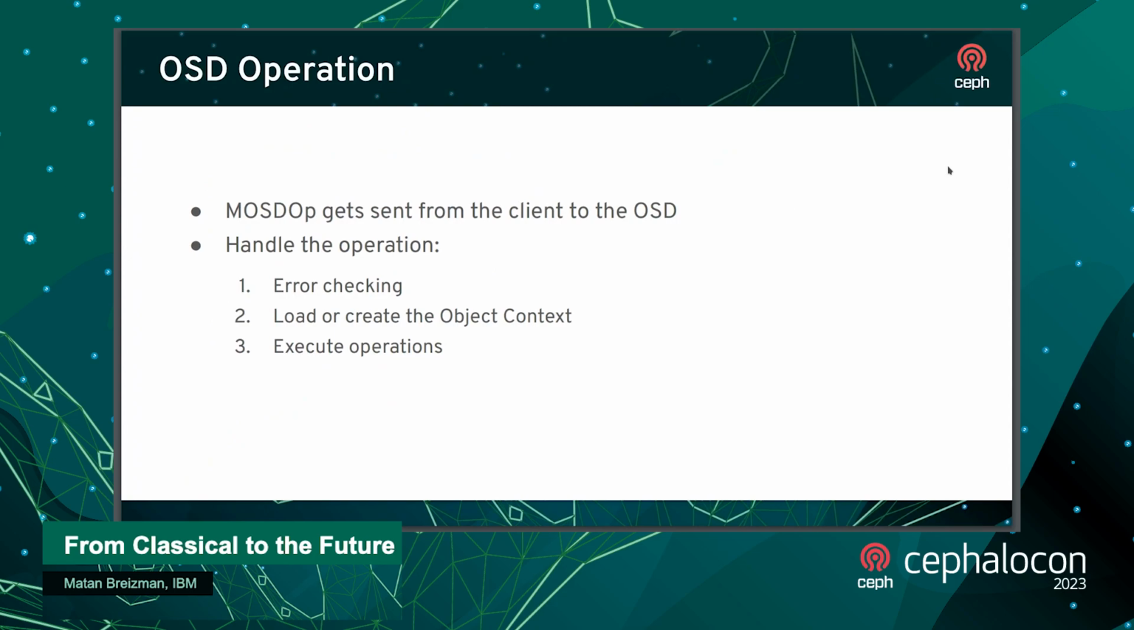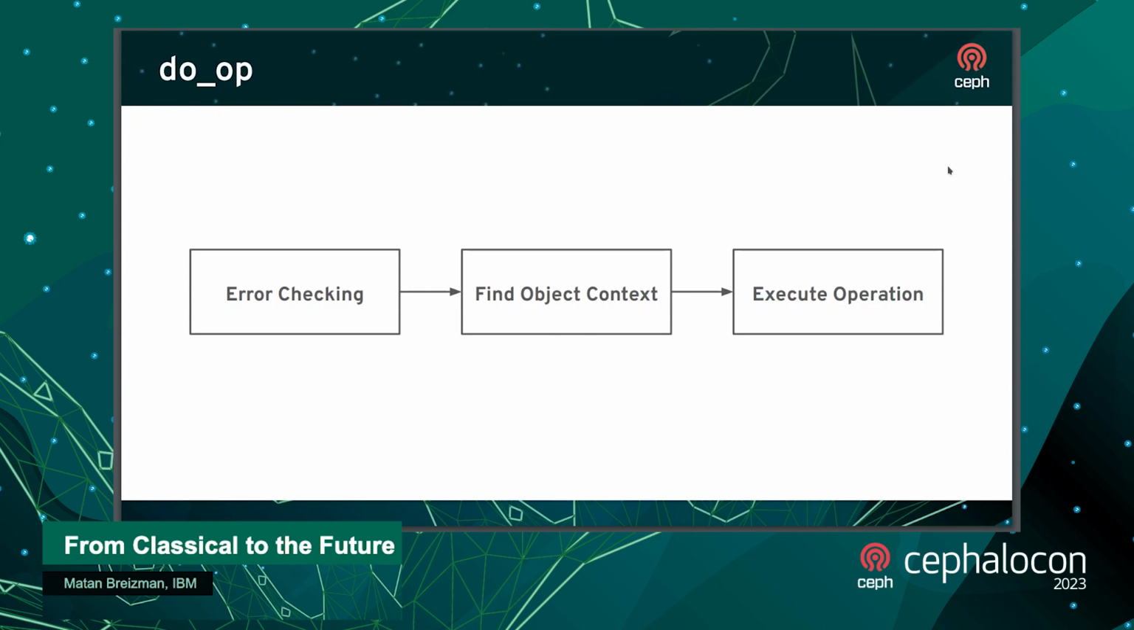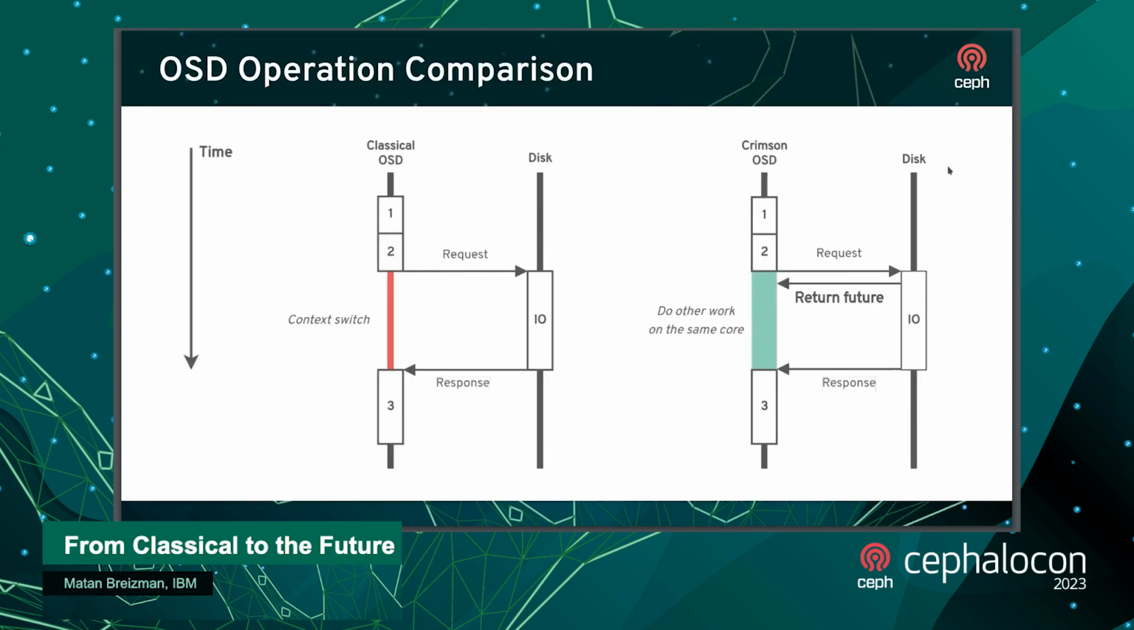So let's sum up a basic OSD operation. An MOSD op message gets sent from the client to the OSD. Now we need to handle this operation. We have the 3 basic steps: error checking, loading or creating the object context, and executing the operation. I'll show this slide again for us to remember the same 1, 2, 3 stages: error checking, finding the object context, and executing the operation. Because now comes the part where we actually compare it to Crimson behavior.